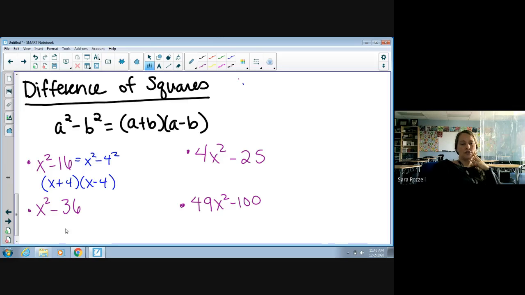You guys go ahead and try the second one, the x squared minus 36, and then I'll ask somebody to tell me what you got. Think about what squared gives you 36, and that's going to help you with your answer.